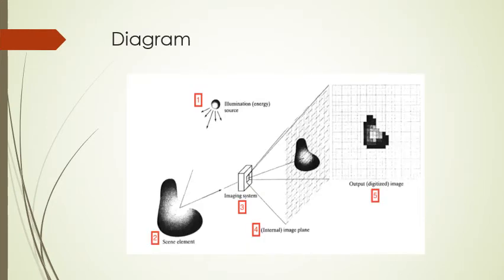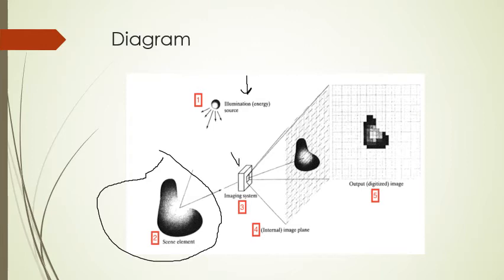Now here we discuss the sensor array visually. Here we have some scene element that we need to perform some operations on, and here I have illumination energy, some source of light we throw on it, and we have here number 3, the imaging system. And here we have the image plane. This is how it works internally. Here we have the internal image plane, and internally our image looks like this, and here we got an output digitized image. Here we can see small boxes.